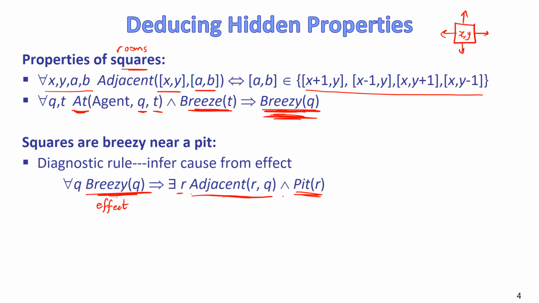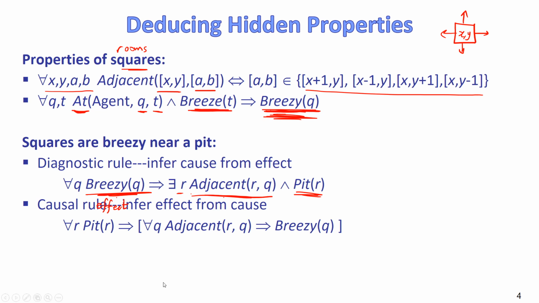Why is it diagnostic? By definition, diagnostic means that I see something, I try to think what is the thing that caused this. So we infer cause from the effect. We see the effect, we infer cause. The other way around is called causal rule. Okay, so in the causal rule, we infer the effect from the cause. That's easier, right?